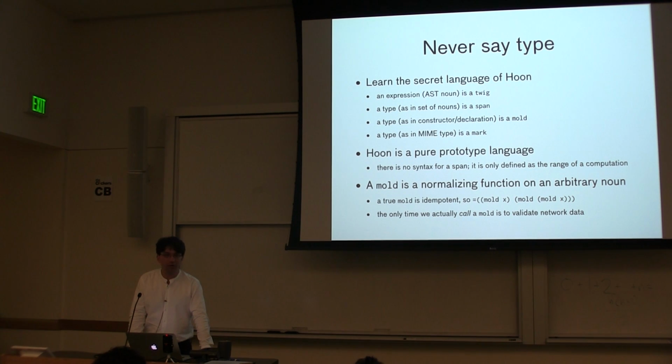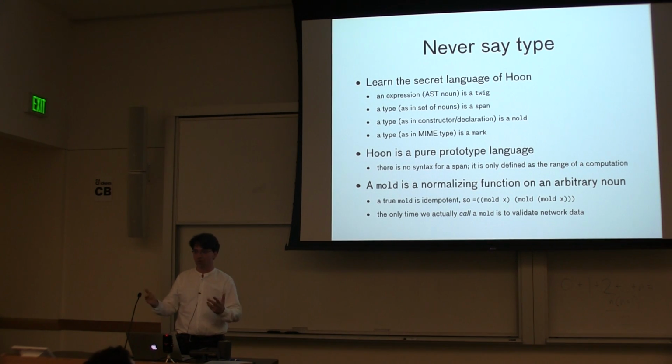Looking at molds, Hoon is a pure prototype language. There's no syntax for defining a span. The only thing you can define are twigs. So when you want to define a span, a type in the usual sense, a set of nouns that you're interested in, what you define is actually a normalizing function that takes an arbitrary noun and produces a noun of the type that you're interested in.